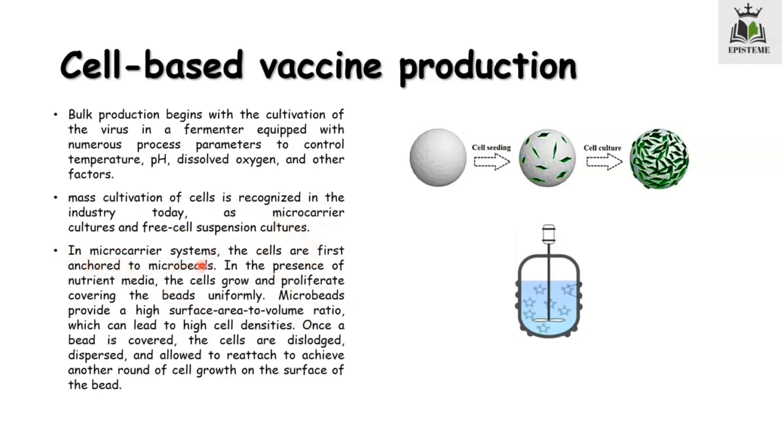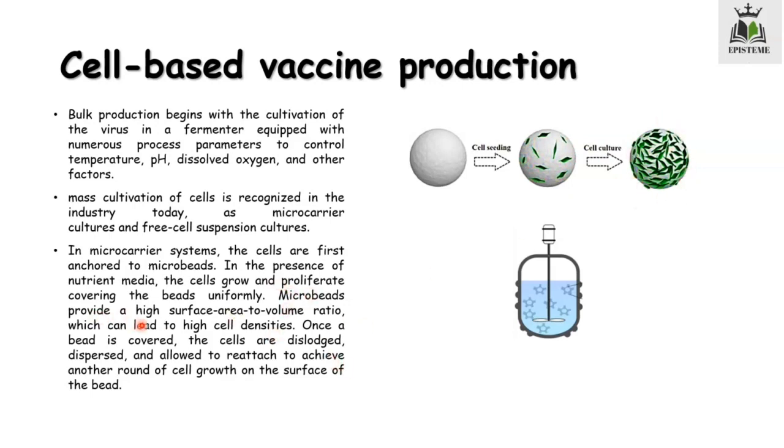In the microcarrier system we use a microbead. This white one is a microbead, and we place the viruses, let's say these are the virus, on top of this microbead uniformly. Then this microbead is placed in a fermenter where the viral particles will grow, and we will see something like this.